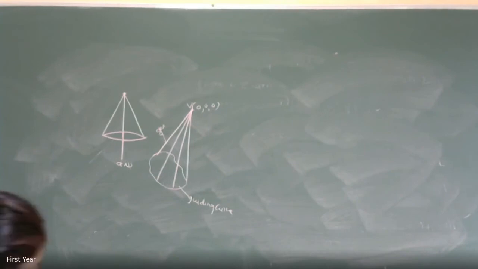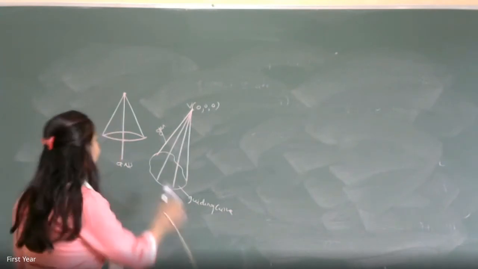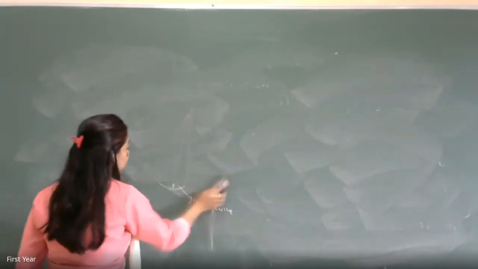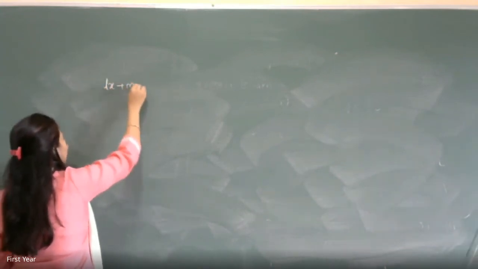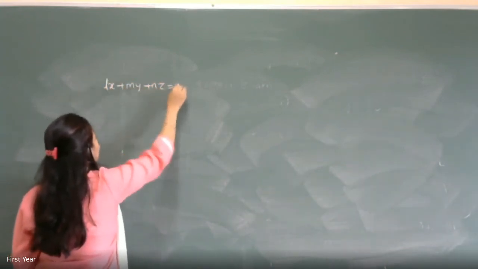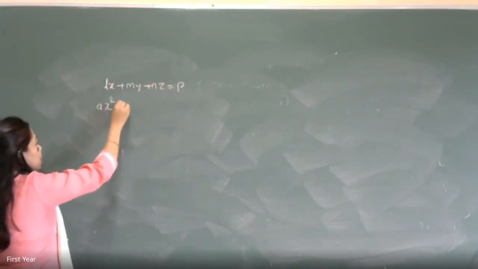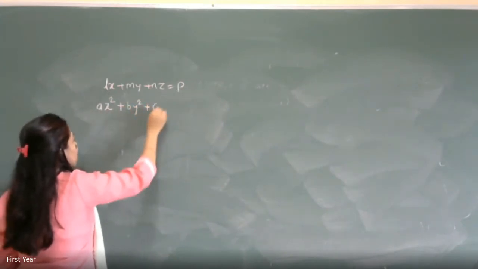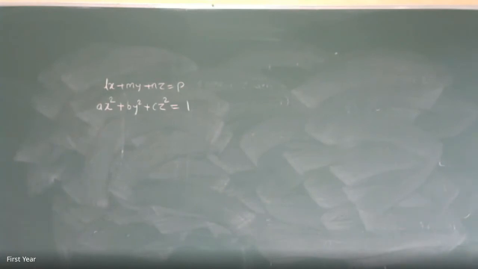So how will we solve this? We are going to solve this with the help of locus, and for that, what is given to us is the equation of the guiding curve. What are the equations of the guiding curve? Lx plus My plus Nz is equal to P, and Ax square plus By square plus Cz square is equal to 1. Correct? Yes or no? Yes, ma'am.